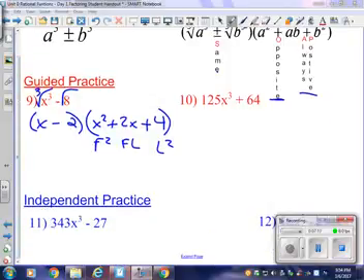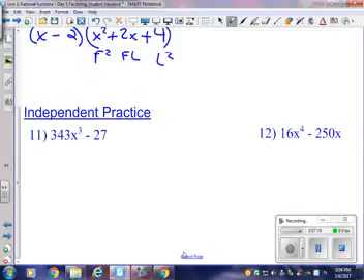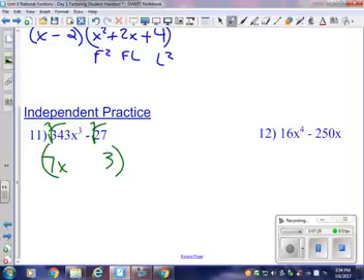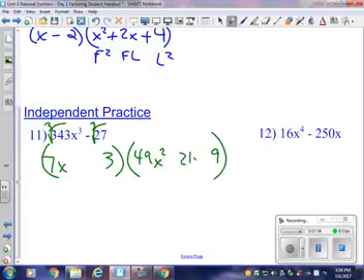So now we're going to look at these two problems at the bottom. The cube root of this is 7x, and the cube root of this is 3. And the square of 7x makes 49x squared, and the square of 3 makes 9. And if you go 3 times 7x, you get 21x. Now if you use SOAP, same as the original problem would be negative, opposite would be positive, and this will be negative.